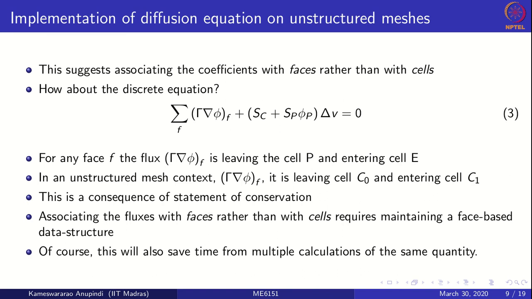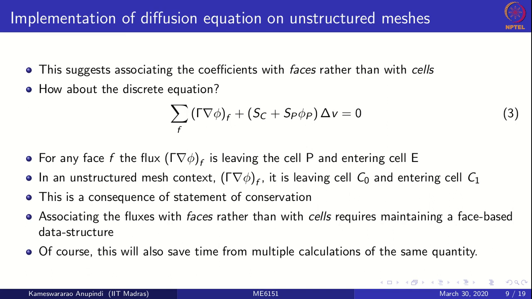Now associating the fluxes with phases, rather than with the cells, requires you to maintain a list of your phases. That means you need to have a phase based data structure. Let's say up till now you only had a cell based data structure. For example, you had 10 cells, so you would call A east of 10, in which your 0, 1, 2 all referred to different cells. Now you would call them phases as well.